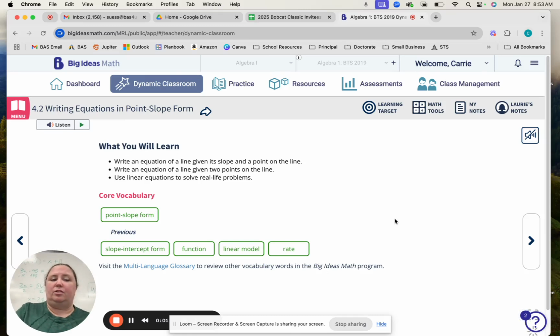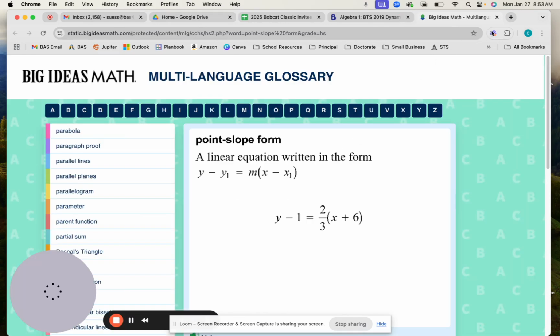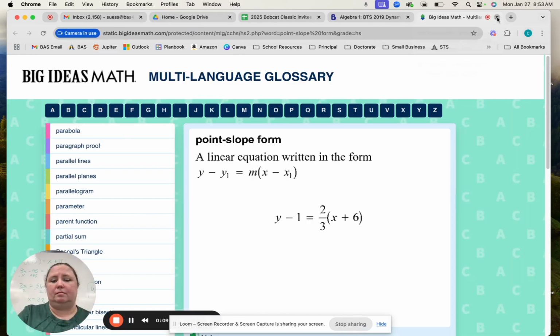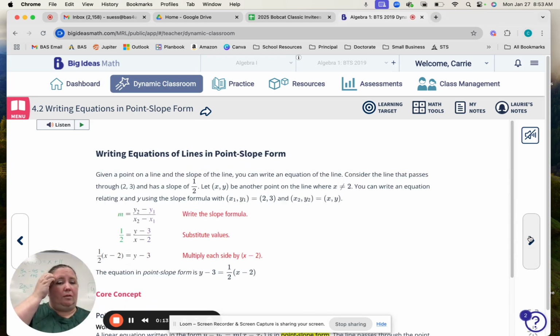All right, lesson 4.2, writing equations in point slope form. So you should have written this in your journals already. If not, do it. All right. So writing equations of lines in point slope form.